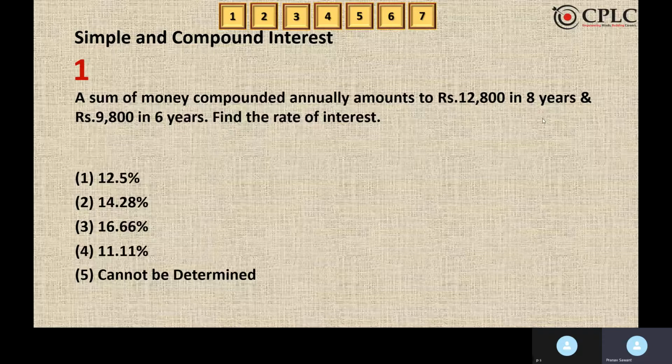Also, over here we will make use of a concept based on compound interest which says that for consecutive years, the ratio of compound interest will always be the same. The ratio of compound interest means the ratio of amounts or the ratio of rate of interest is going to be the same.